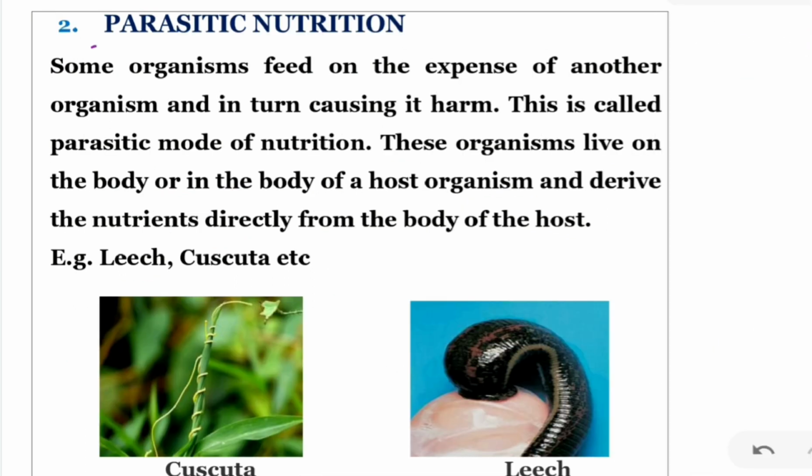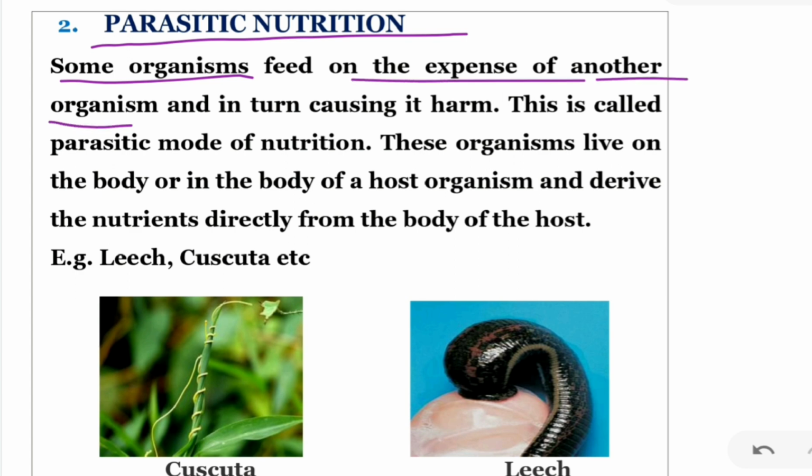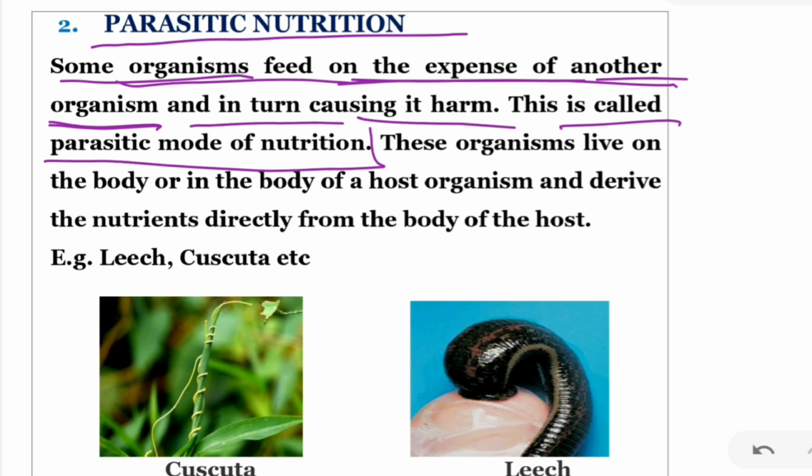So let's start. We have discussed autotrophic nutrition. Now let's see heterotrophic nutrition. Under that, the first one is parasitic nutrition. Some organisms feed at the expense of other organisms. In a simple way, if any organism takes nourishment from another organism without killing it, we call it a parasite, or that mode of nutrition is called parasitic mode of nutrition. Some organisms feed at the expense of other organisms and in turn cause harm. This is called parasitic mode of nutrition.